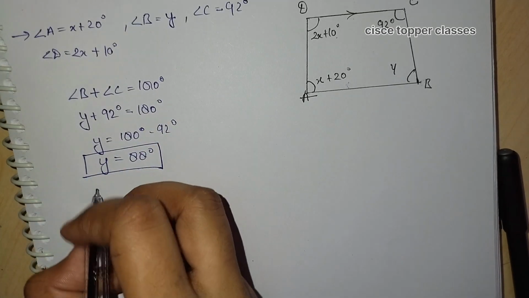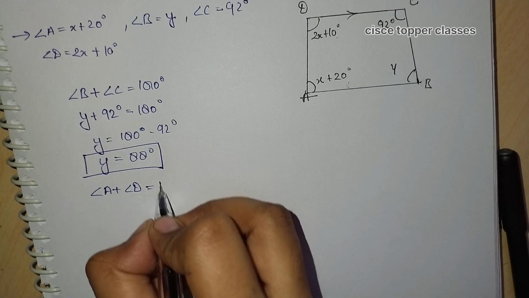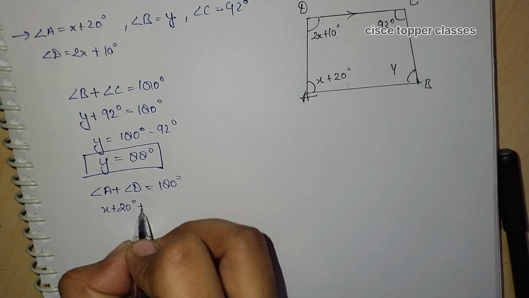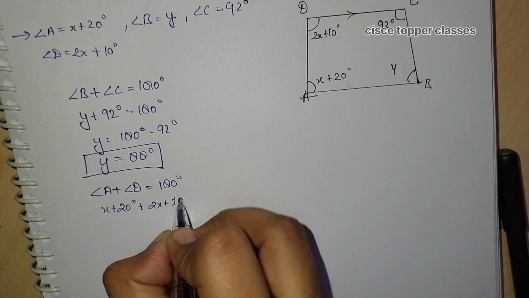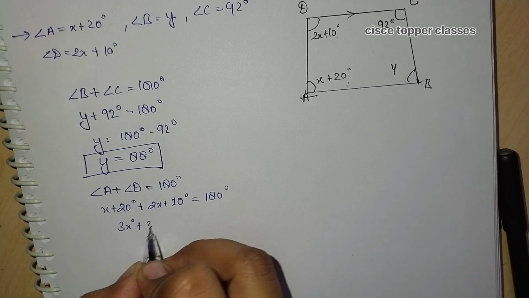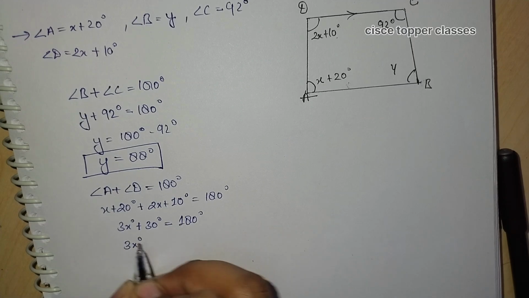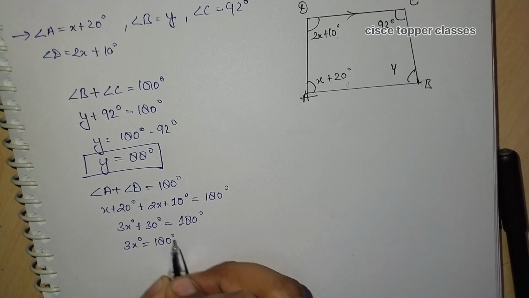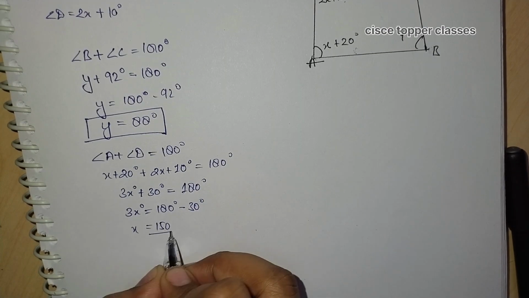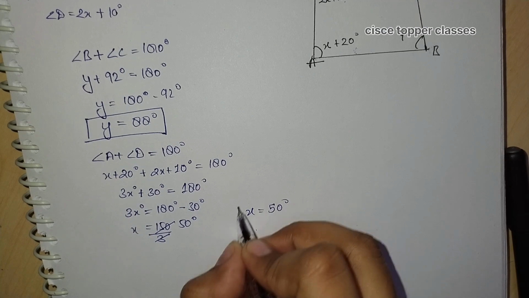Now we have to find the value of x. We can write the adjacent angles, angle A plus angle D is equal to 180 degrees. Again we put in the values: x plus 20 degrees plus 2x plus 10 degrees equals 180 degrees. So this will be 3x plus 30 degrees equals 180 degrees. Subtracting, 180 degrees minus 30 degrees gives 150 degrees, and x is 150 divided by 3, which is 50 degrees. So x is equal to 50 degrees.